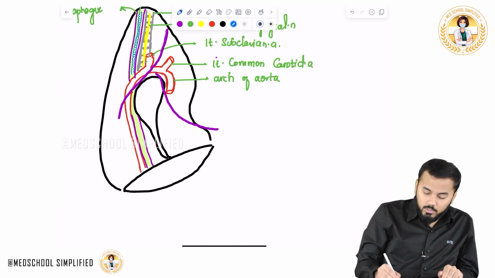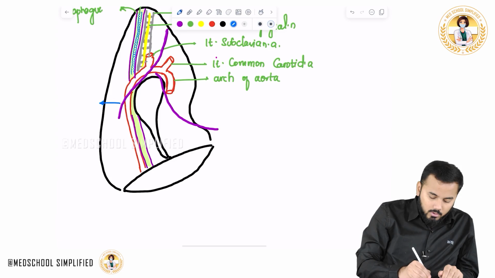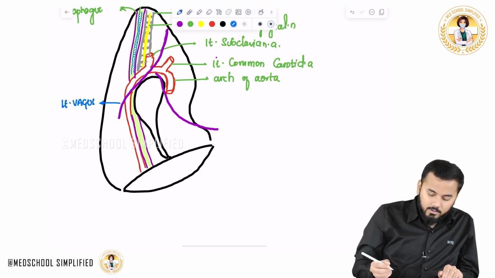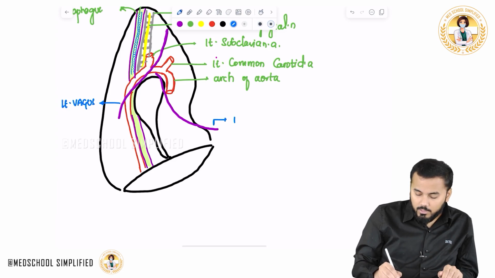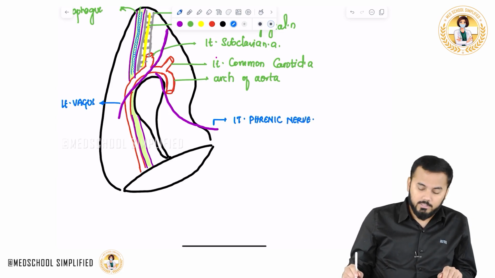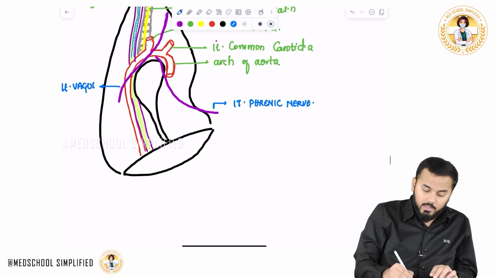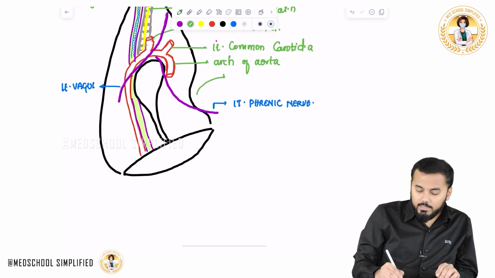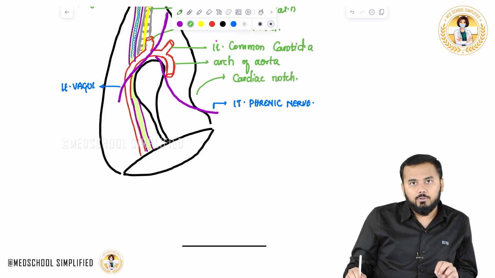So what are these two nerves? This one over here is the left vagus nerve, and this one over here is the left phrenic nerve. And this one over here is your cardiac notch. All of you know that, right? This is your cardiac notch.